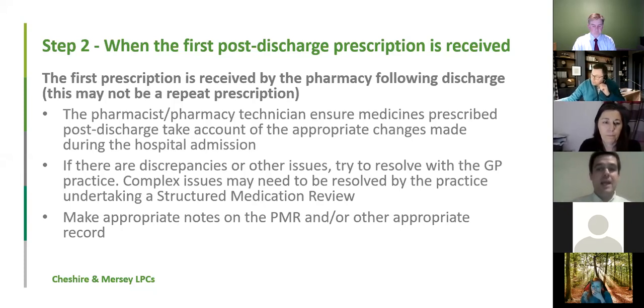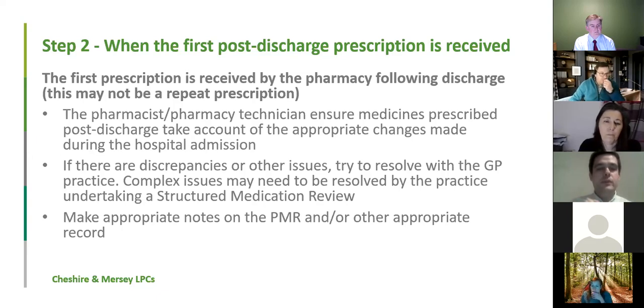Okay. Now, if there are any discrepancies or any other issues, ideally you try and resolve that with the general practice, probably through your PCN pharmacist. This would be a great time, if you don't know who they are, to find out who your PCN pharmacists are and when they're in the practices that you link with, because they will be able to do things for you, probably a lot more quickly than a GP could.